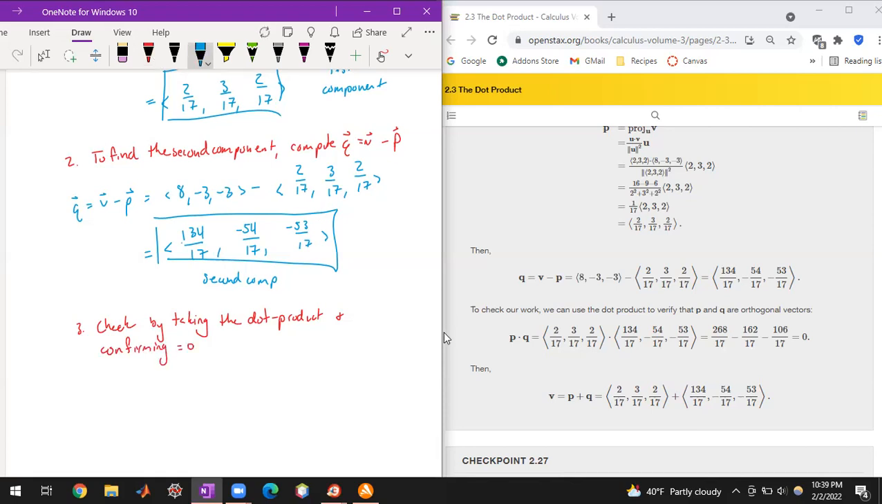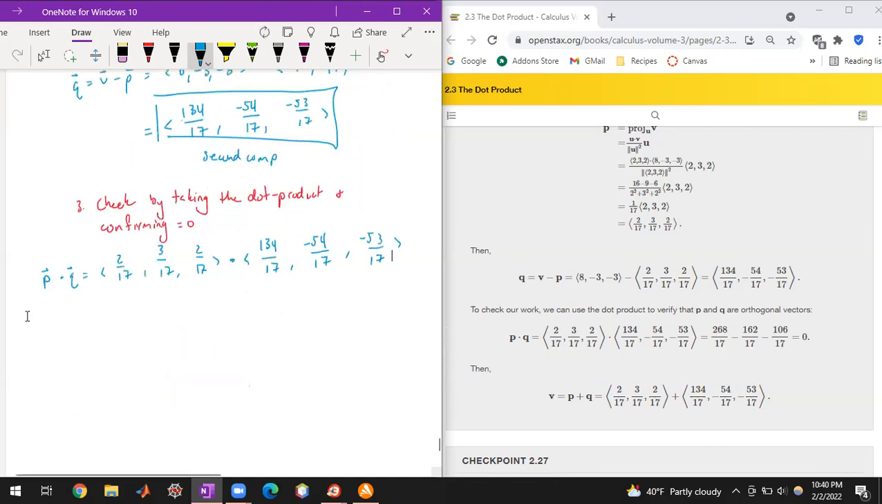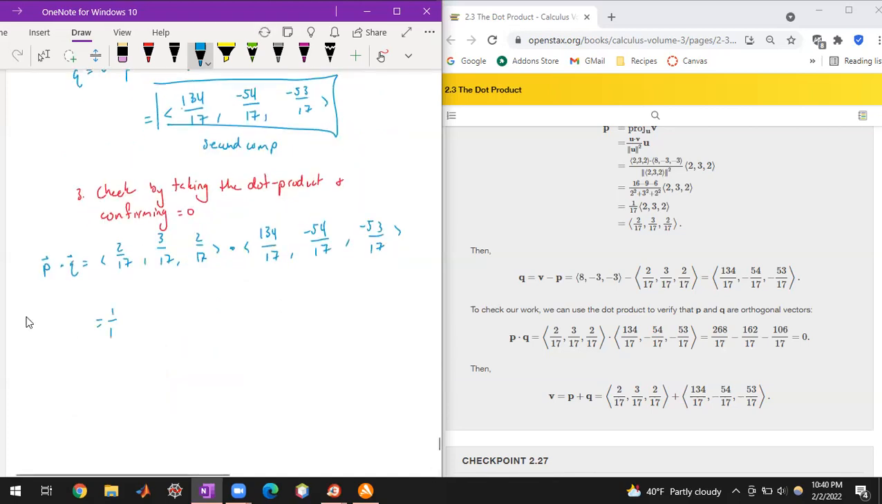So the dot product of P and Q is the dot product of 2/17, 3/17, 2/17 with 134/17, -54/17, -53/17. Notice that we've got that 1/17 for everything. 2 times 134 plus 3 times -54 plus 2 times -53. Sure enough, that's going to give us 0.